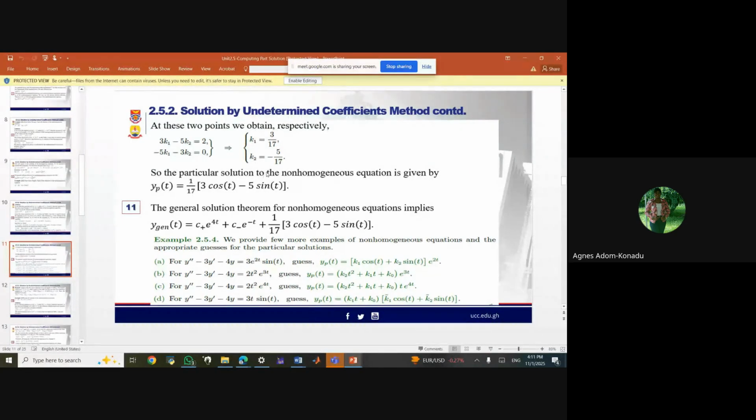So the particular solution, this will be for the non-homogeneous part. So I have 1 over 17, both of them have over 17, I have 3 cos t minus 5 sin t. So the general solution, everything combined, will be the homogeneous part plus the non-homogeneous part.